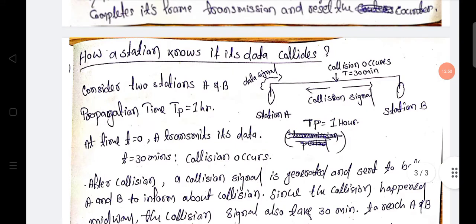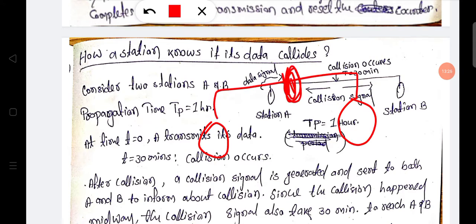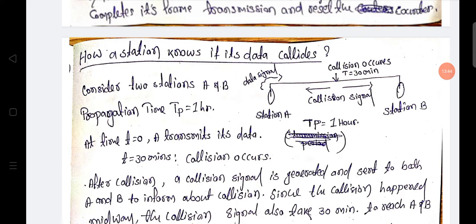Now let us see how a station knows if its data collides. How does the station know that the data which collided was sent by itself? That means if a collision happened here, how does this station know that the collided data is its own? To ensure that, which technique is used, let us see. Consider two stations A and B. This is A, and this is B.